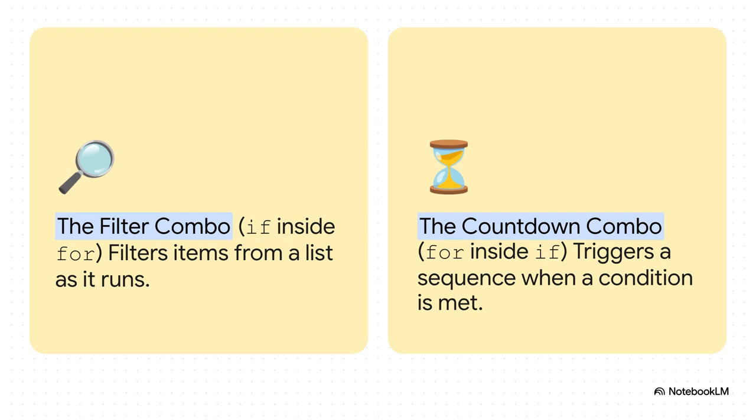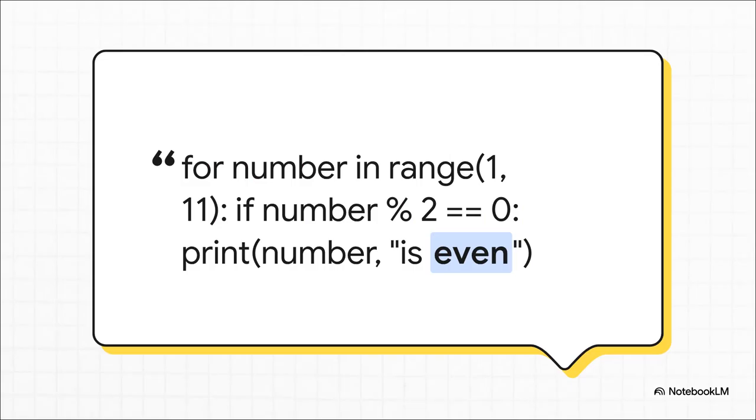So we're going to look at two key patterns here. First is the filter combo, which is an if statement inside a loop. Then we've got the countdown combo, which is a loop inside an if statement. They might sound almost the same, but trust me, what they do is totally different. Okay, first up, the filter combo.